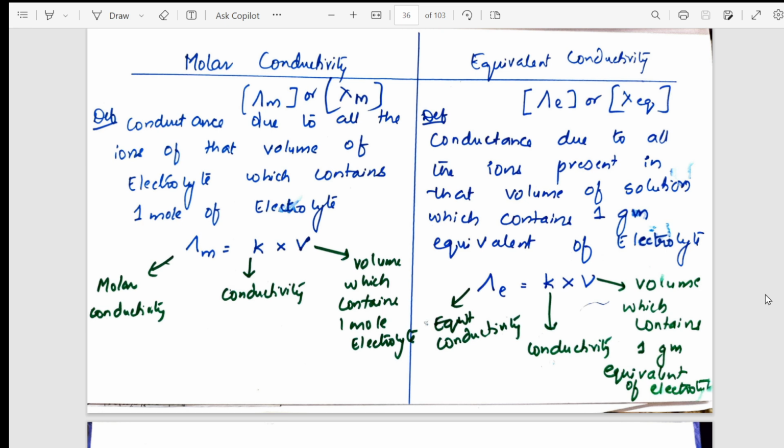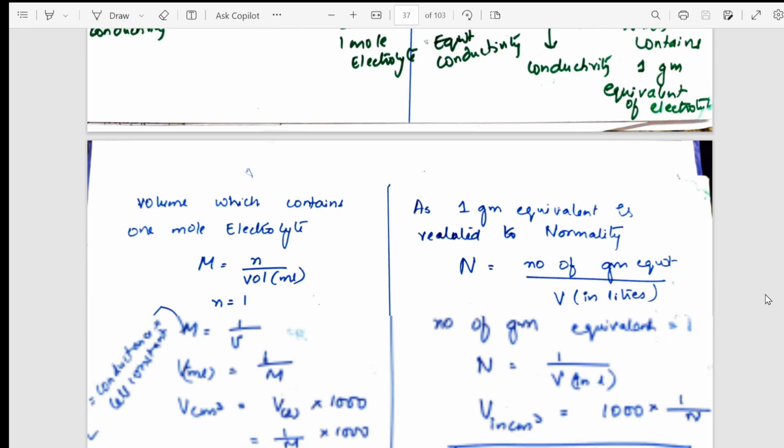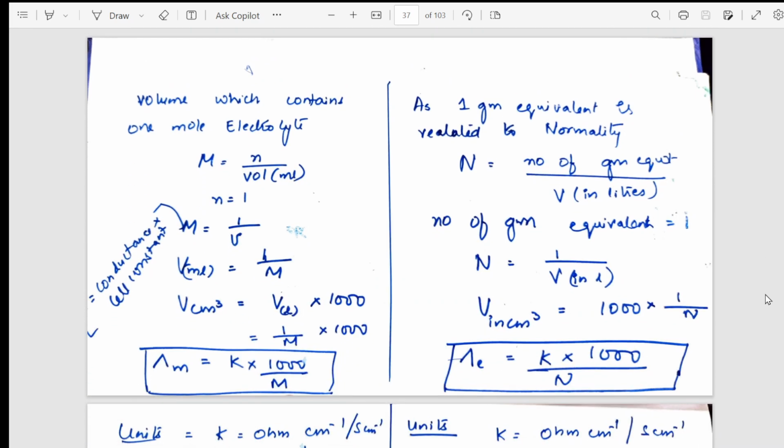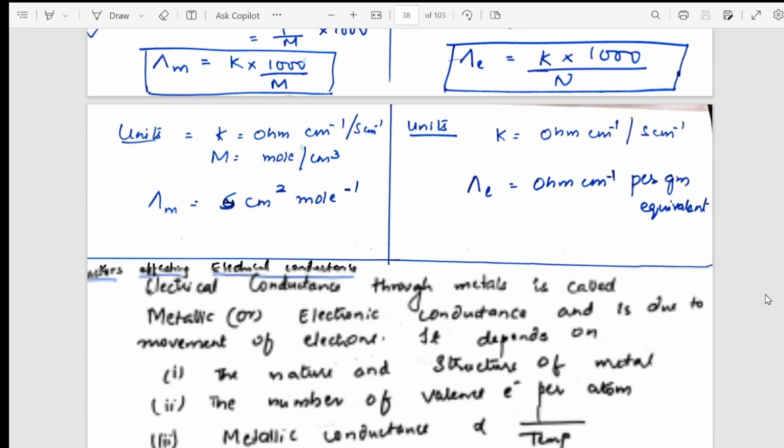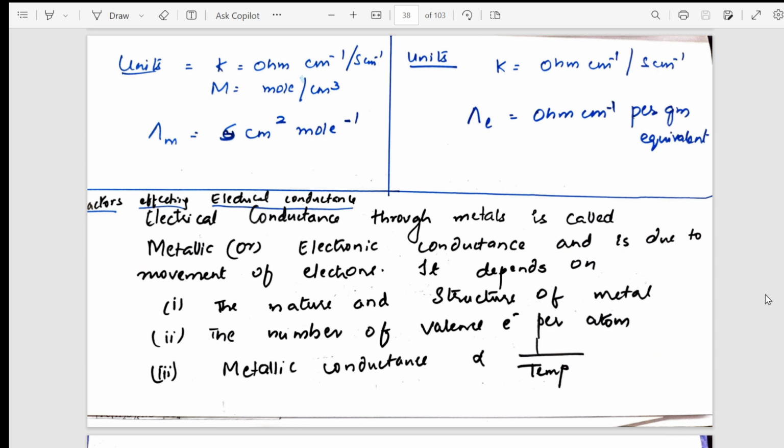So comparative study is always easy. See here, I have given the units, I have given the formula, and how you're going to represent and get the final notation with the units, both molar conductivity and equivalent conductivity. Here I have given you the factors affecting electrical conductance, because the question they'll give you is, if there is an increase in temperature, what will happen to conductance? So this is how you have to understand the concept.